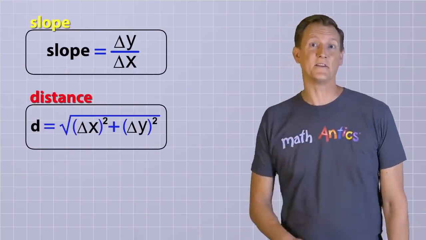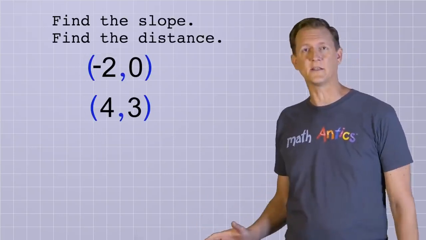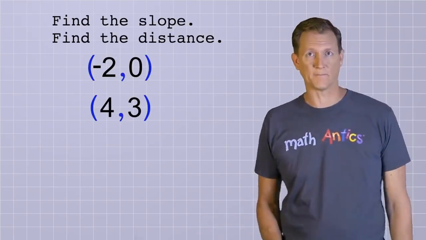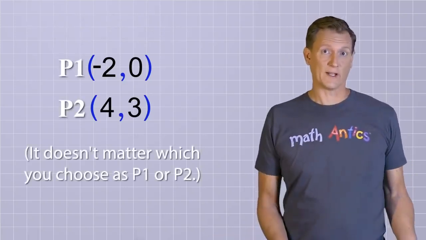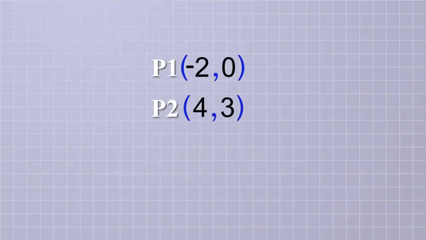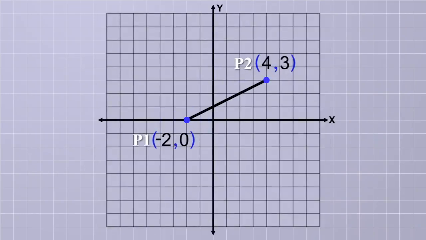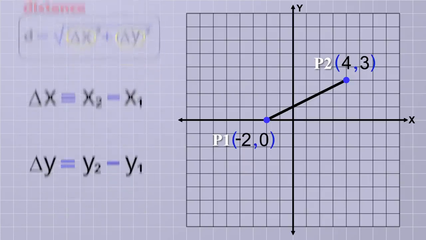Alright, now that we have our equations for slope and distance, let's see them in action. Suppose we're given 2 coordinates, and we're asked to find the slope of the line they form, and the distance between those points on the coordinate plane. The first thing we need to do is name the coordinates, since they aren't named already. And even though it's not really necessary, if you're like me, you might want to draw a little sketch of the problem to help you visualize what's going on. The equations for slope and distance both use delta x and delta y, so let's calculate those values first.